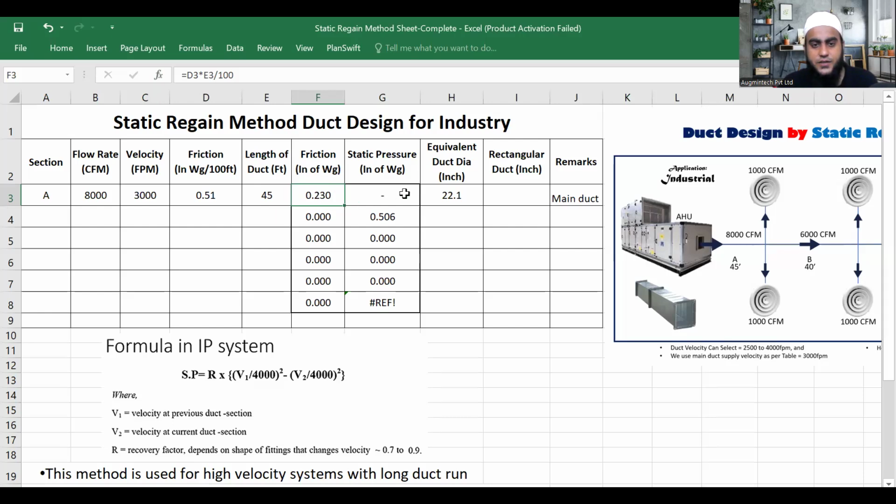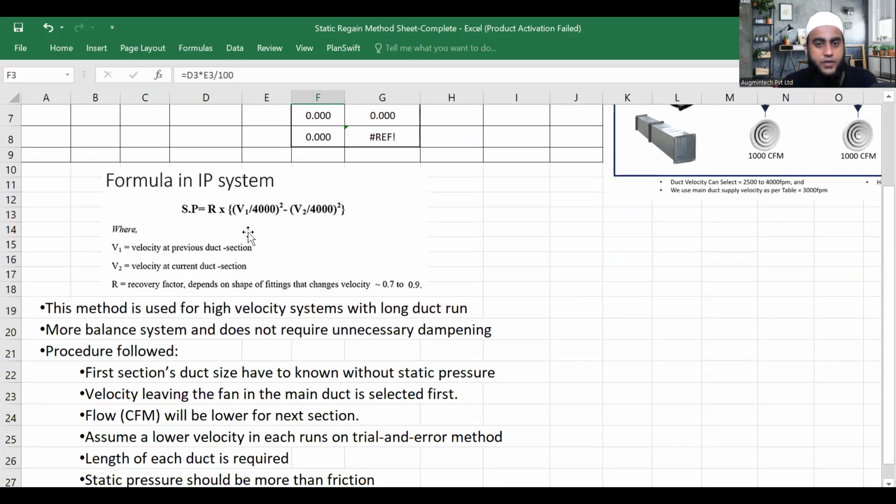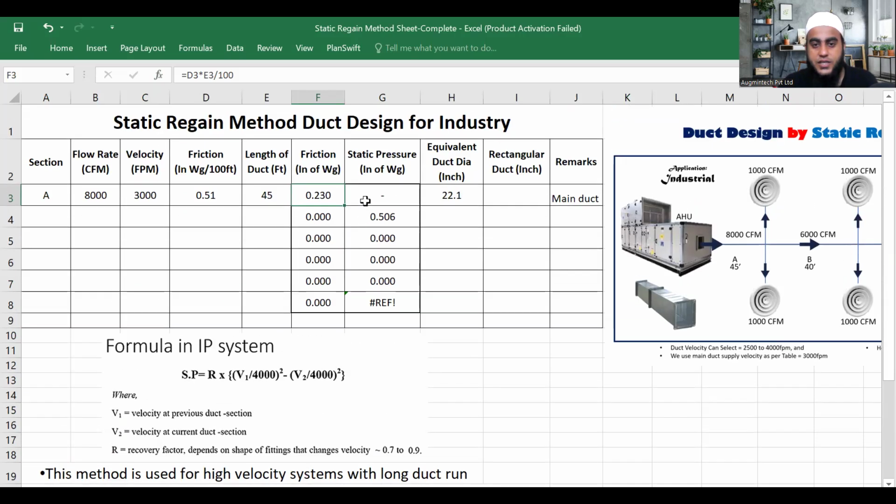In the first section, we don't need to consider the static pressure, because to calculate the static pressure the formula first needs the velocity at that section. Then only it is possible. So just leave it as it is. Equivalent duct diameter, we have calculated 22.1. Now rectangular duct sizing. This is the formula. See, simple.